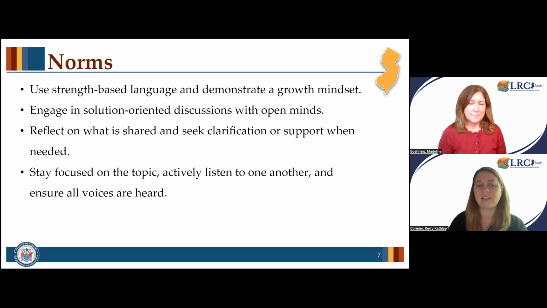The norms of the LRC-South: we promote the use of strengths-based language and demonstrating a growth mindset. We engage in solution-oriented discussions with open minds. We reflect on what is shared and seek clarification or support when needed. And we stay focused on the topic, actively listen to one another, and ensure all voices are heard.